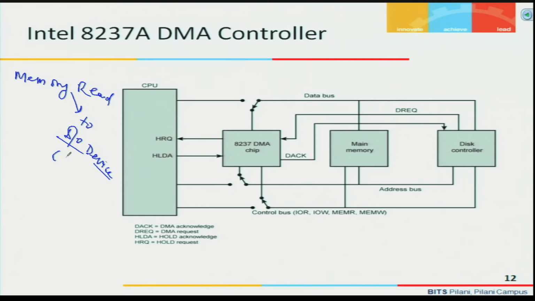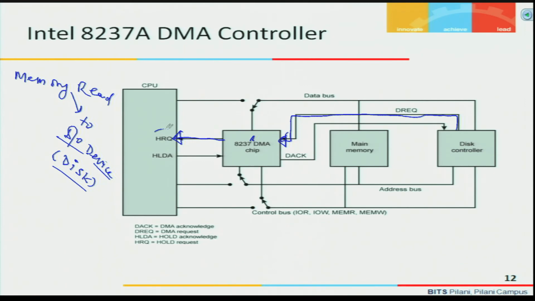Or that IO device is, in this case, let us say it is a disk. So, disk to memory data transfer, memory to disk data transfer is there, reading from the memory, putting into the disk. So, how will this activity start? The disk controller will request the DMA for this transfer. So, a DMA request signal will go to this 8237A DMA chip, and then the DMA will request the bus control by putting the HRQ.